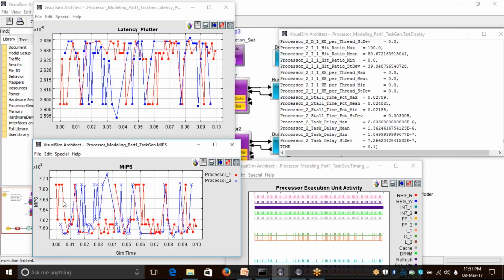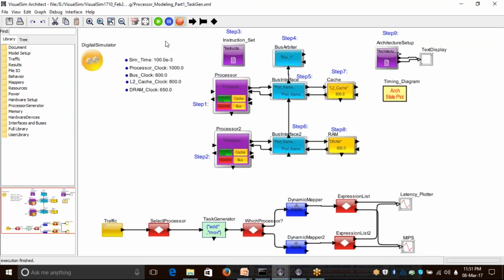If I look at over here, the MIPS that I have captured shows the red one is the MIPS for my processor 1, while the blue one is for processor 2. In this case, I'm looking at about 770 MIPS when I'm running my processors at 1 gigahertz. I need to talk more about the task generator. I'm going to come back to this particular topic in a little while.